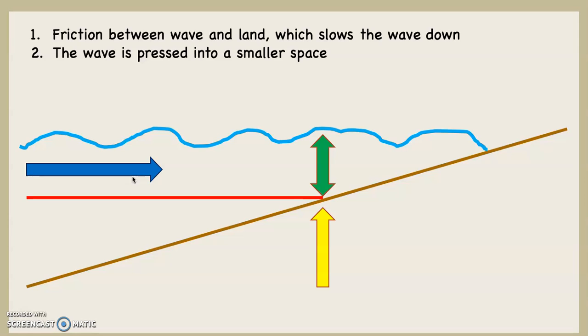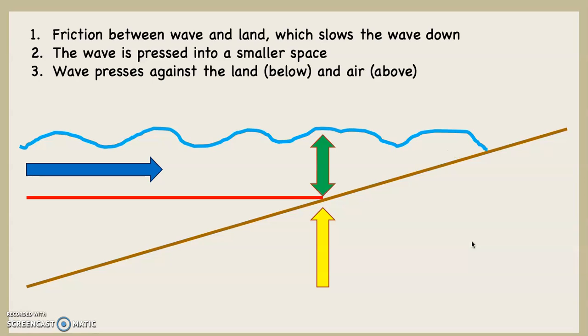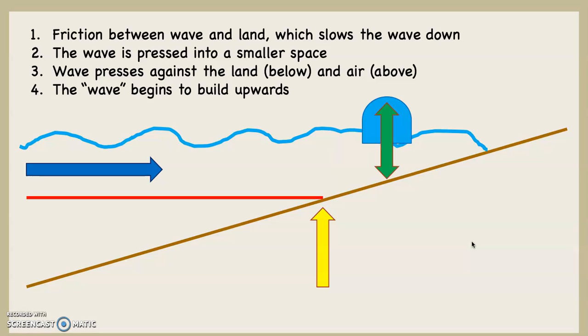And as you can see, as we move towards the shoreline over here, what's going to happen is the wave is going to be pressed into a smaller and smaller area. Of course, the wave does not want that to happen. And what that does is it does this. It forces the wave to press up against the land and up against the air. Obviously, the atmosphere is a more fluid body and more pliable than the land is. Because of that, the wave, what we see as a wave from the shoreline, begins to build upwards because the wave energy is pushed up into the atmosphere because it's a more pliable agent than the land is.